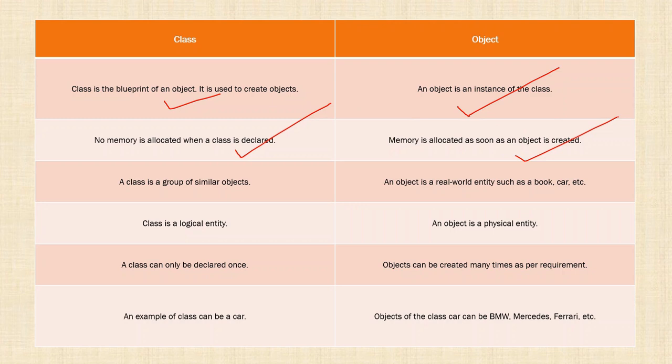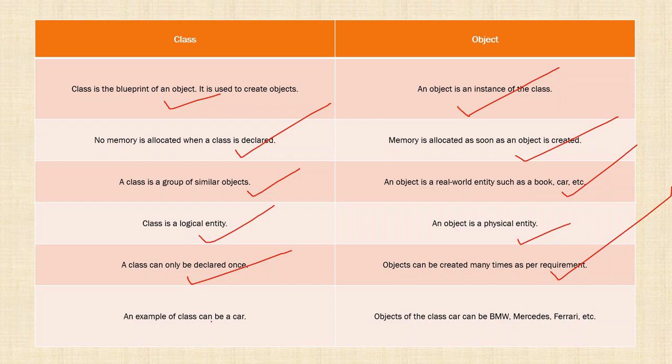So once you create the object with the help of the new keyword, memory will be created inside the heap memory. A class is a group of similar objects. Okay, an object is a real world entity such as a book, car, etc. Class is a global entity, and an object is a physical entity. A class can only be declared once. Okay, it should be unique. An object can be created many times as per requirement. So you can create multiple objects.